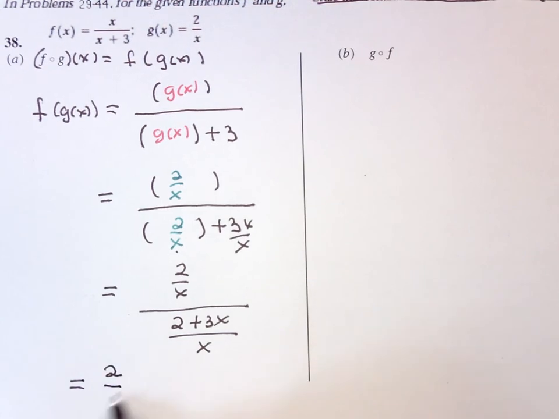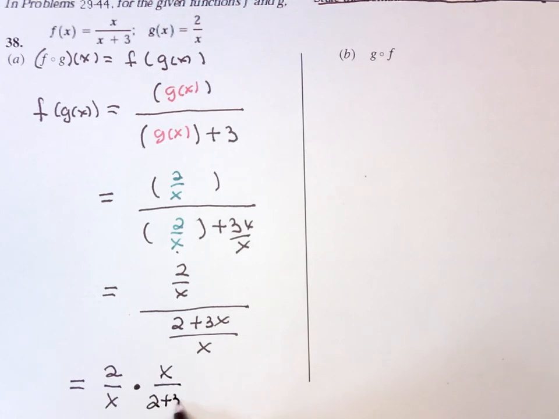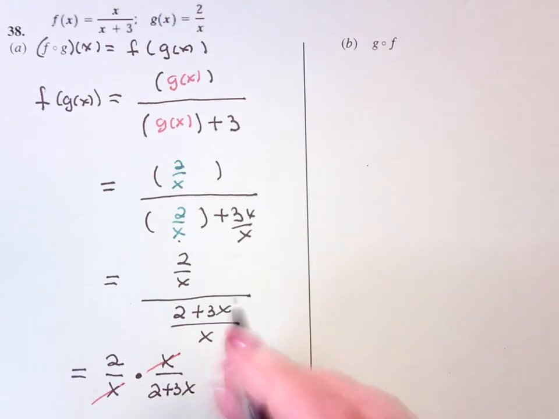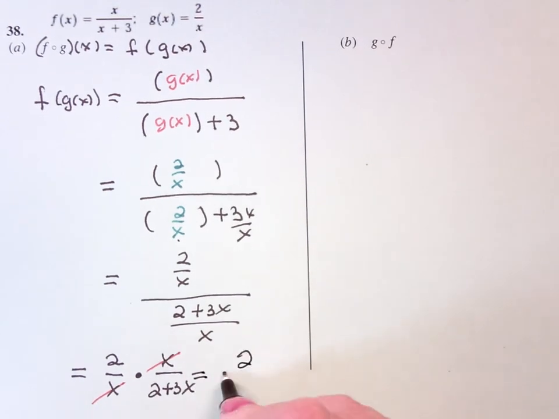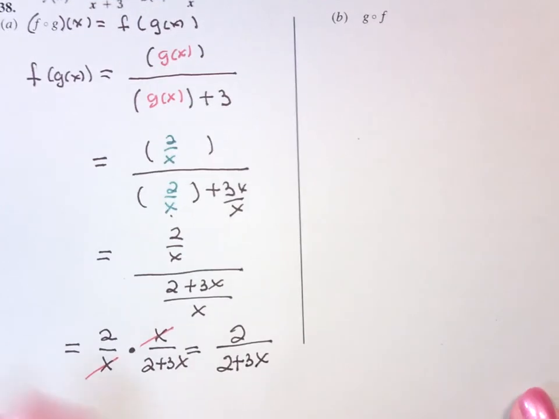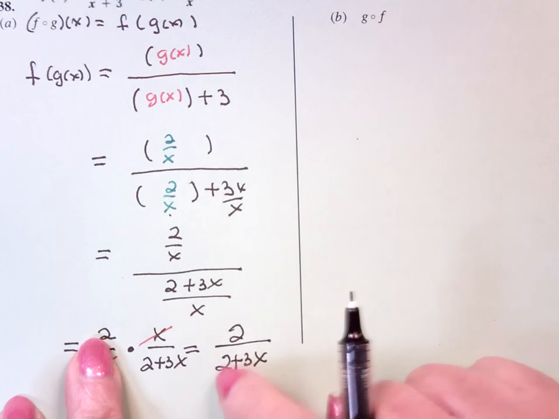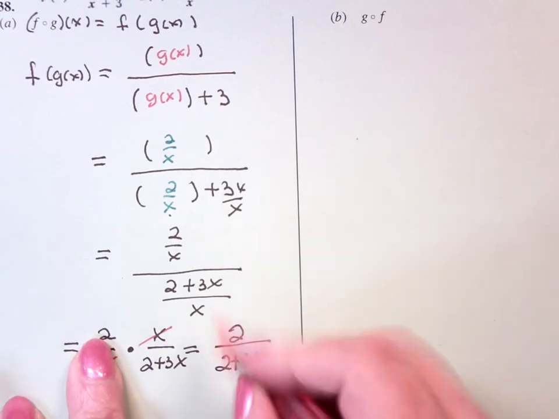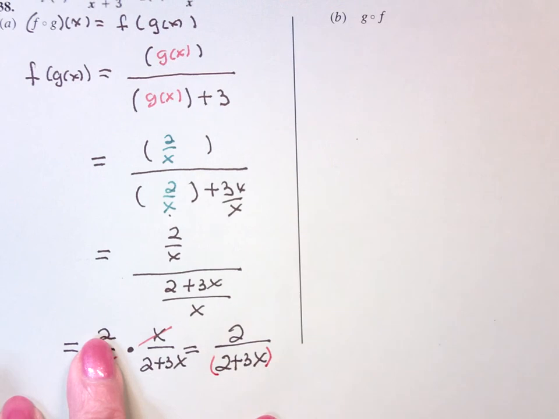So it's 2 over x times x over 2 plus 3x. The x's reduce out, and you're left with 2 over 2 plus 3x. I cannot reduce it any further because these 2's don't reduce out. Remember, because of that addition sign, that is a grouping. So it's all or nothing. So that's what the composite function is.